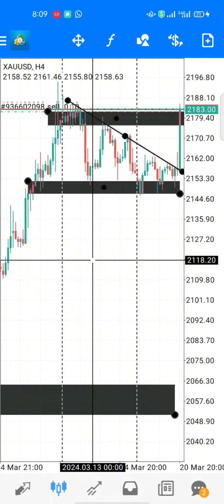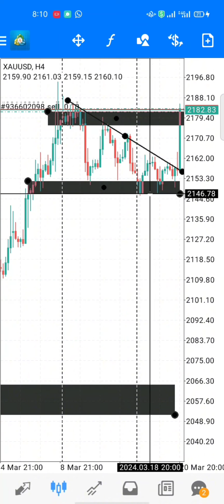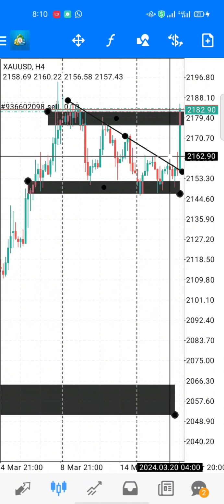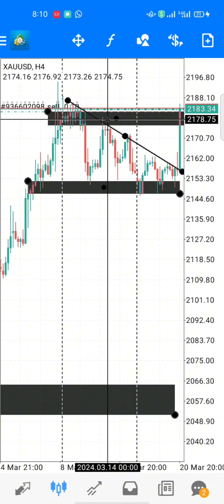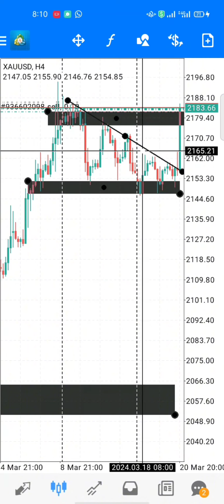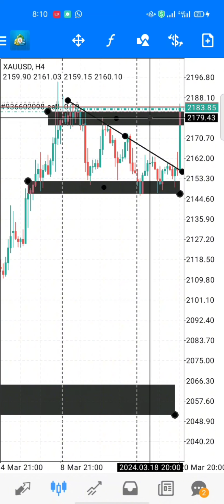Currently, when the price was at this zone, the price reached here and the price went out. You saw the price was here, the price went here, came down, and bounced on this trend line. When it was bouncing on this trend line, there was a very big liquidity grab at this up zone here.